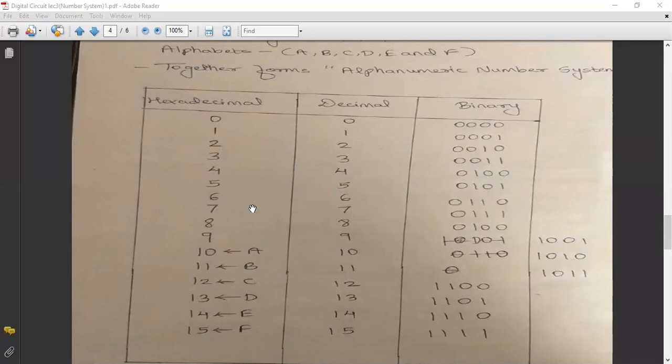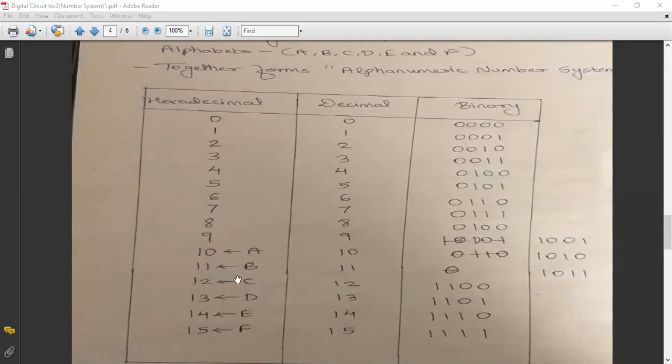5, 5, 0101; 6, 6, 0110; 7, 7, 0111; 8, 8, 1000; 9, in the decimal form it will also be 9, and in binary form it will be 1001. Now 10, in hexadecimal form 10 is represented by A, and in decimal form it is represented by 10, and in binary form 1010.